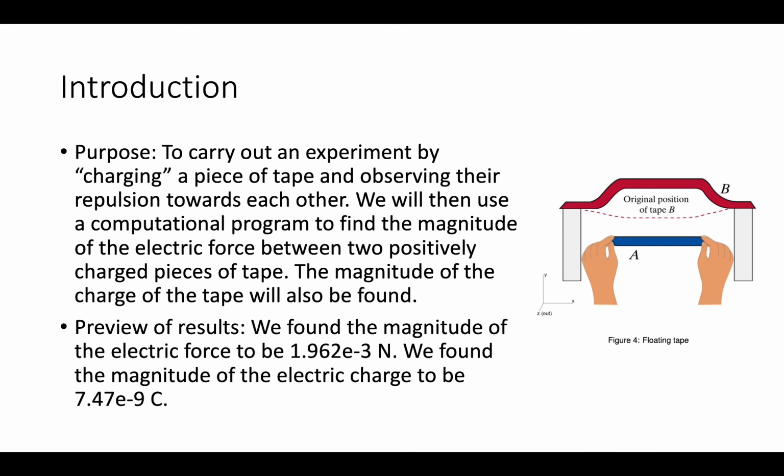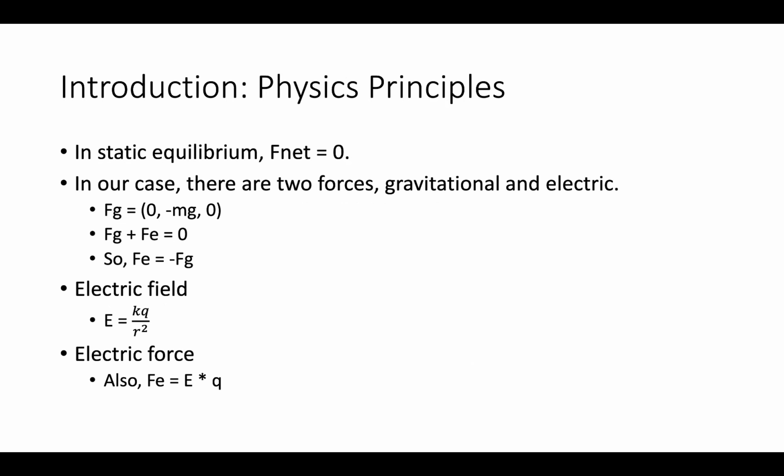We will then use a computational program to find the magnitude of the electric force between two positively charged pieces of tape. The magnitude of the charge of the tape will also be found. We found the magnitude of the electric force to be 1.962e-3 newtons. We found the magnitude of the electric charge to be 7.47e-9 coulombs. The physics principles we used are stated here.